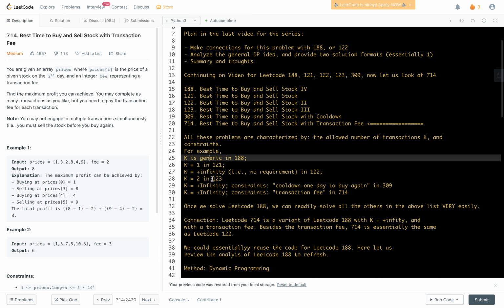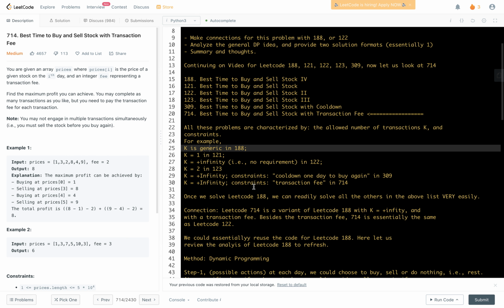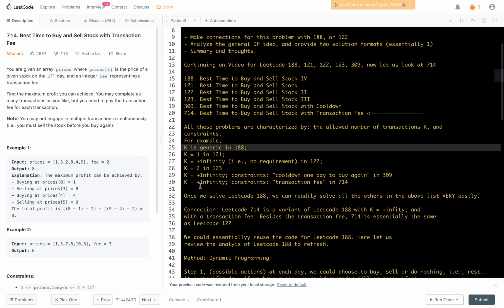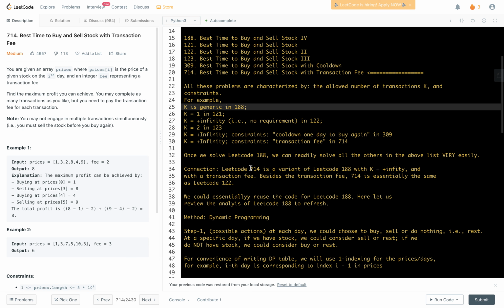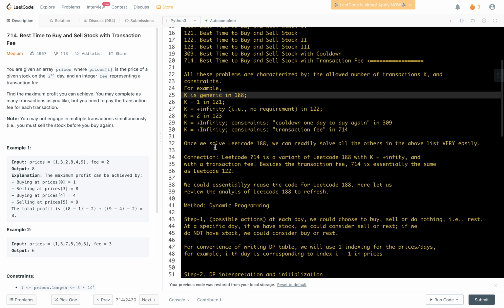121, K equals 1. In 122, K can be regarded as positive infinity. And in problem 123, K is 2. And in problem 309, K can be regarded as infinity, but the additional constraint is a cooldown of 1 day. And in the current problem, K can also be regarded as infinity, and the constraint is that we need to pay transaction fees when opening or closing a transaction cycle.